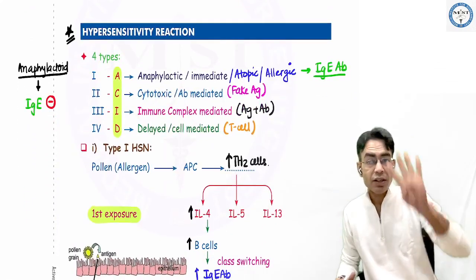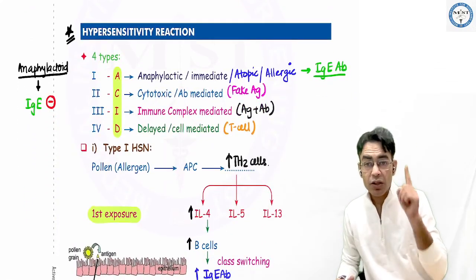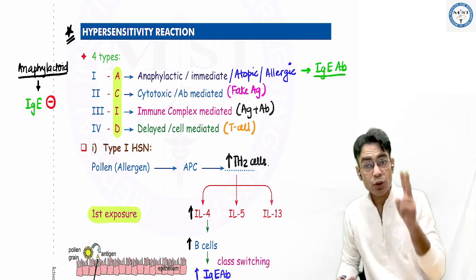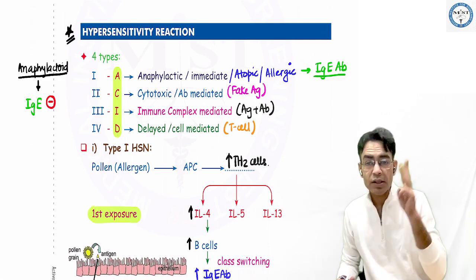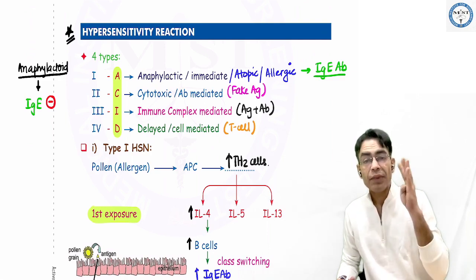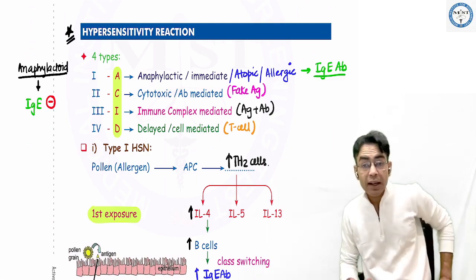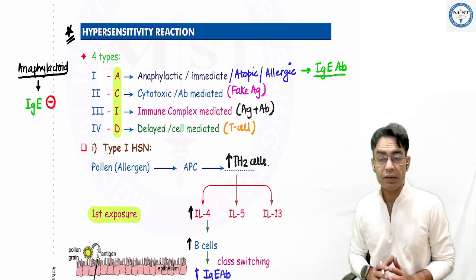Then hypersensitivity reaction, four types: acid, allergic, atopic, anaphylactic, immediate reaction; cytotoxic because of antibodies; immune complex mediated; and delayed because of T cells. Type 1 में देखो आपको याद क्या करना है? The examples of these hypersensitivities.